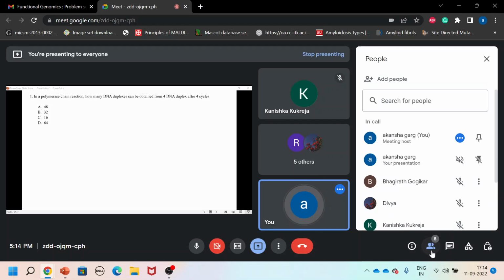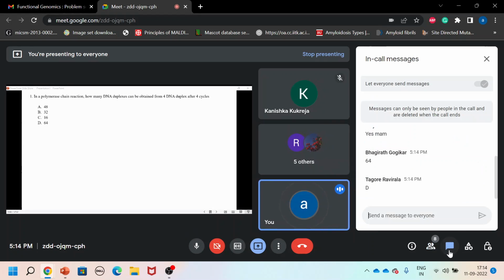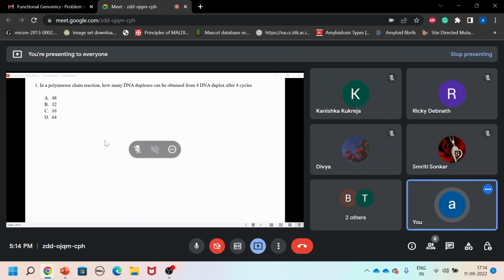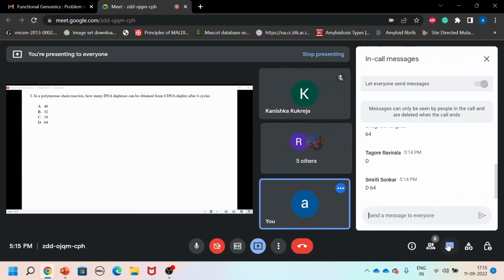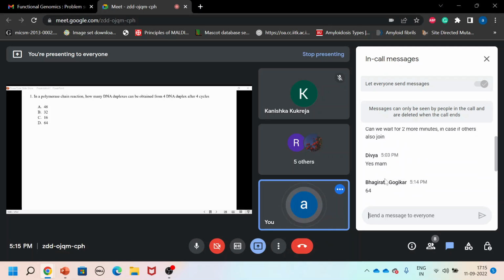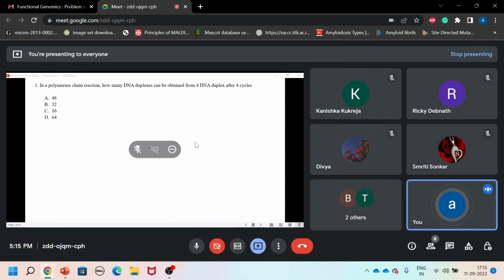If anyone would like to explain how they got the 64? How did they come up with the number 64? Okay, so most of you have given the answer option D, which is 64, and which is also the correct answer.